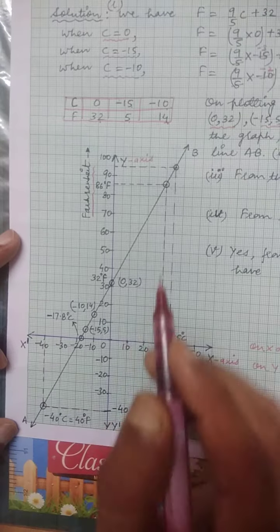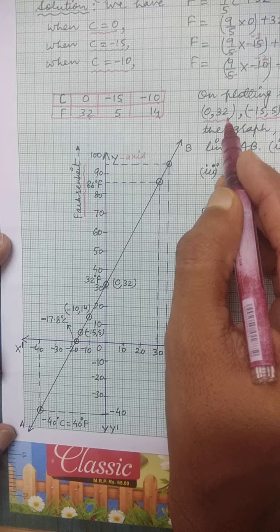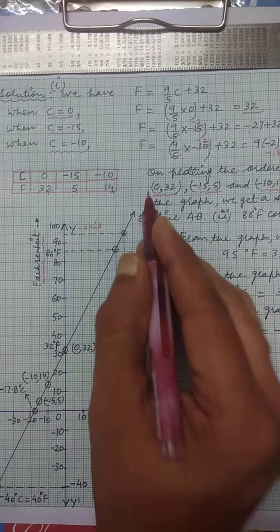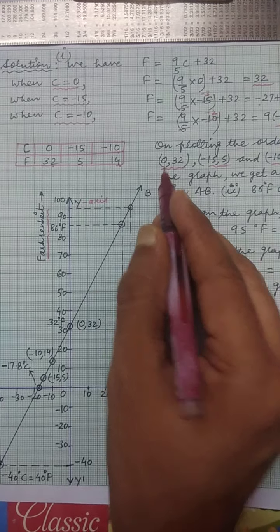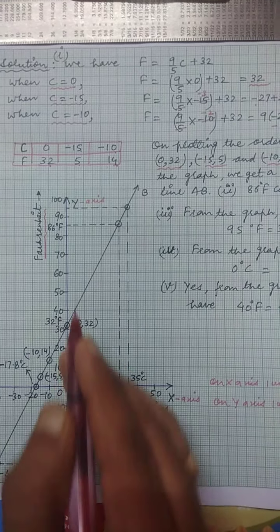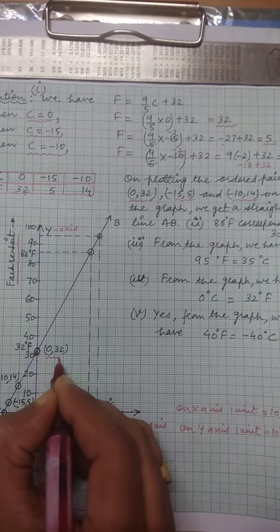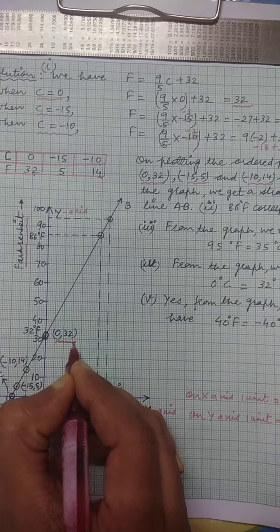Now what we do, first we plot these points (0, 32). X is 0, Y is 32. So whenever the X coordinate is 0, the point will lie on the Y axis. So here is your (0, 32). You can see (0, 32).